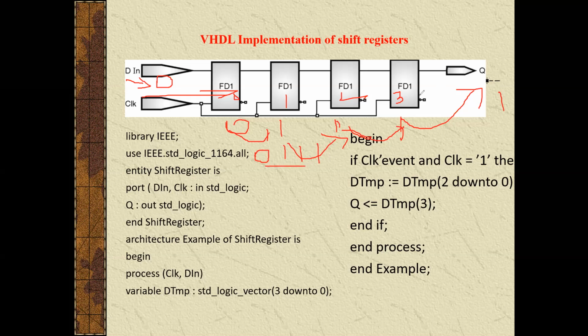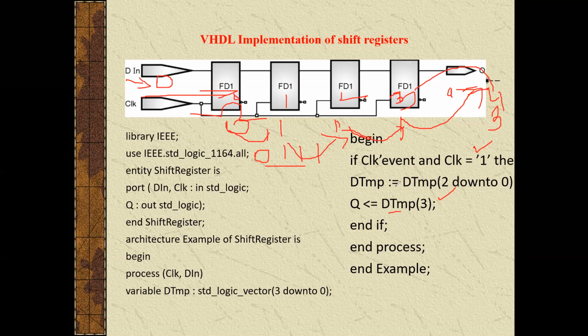This D3, this temporary D3 bit, will now be available at our output. So Q is equal to this temporary variable data D3, which is available at the output. Like this the operation will be carried out. If the clock event is present and the clock is 1, then only each bit will shift.